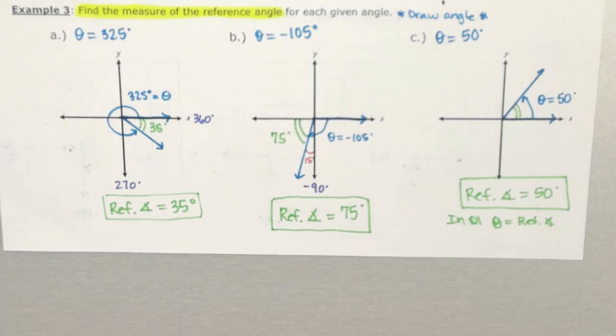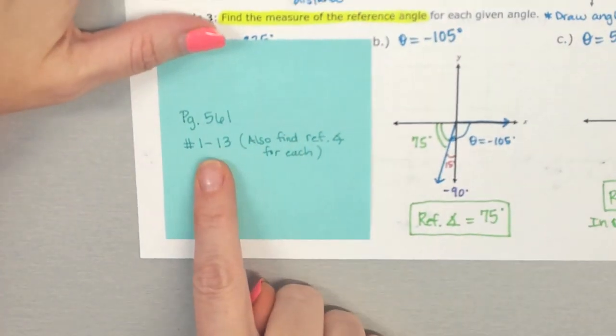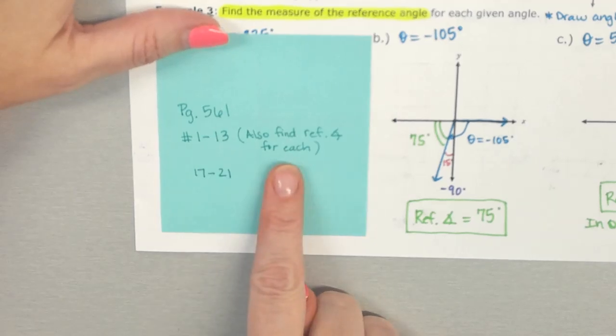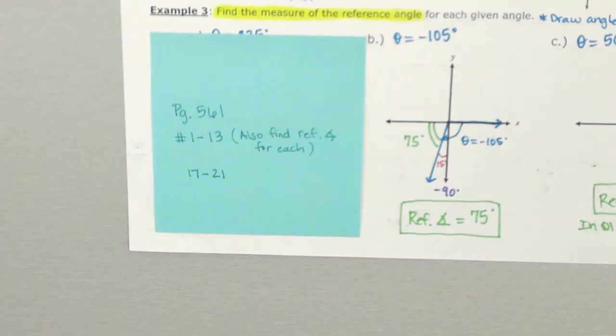All right, so for your assignment, I'll put the book on the board so you guys can get started on it. You're doing 1 through 13, which your book only says to draw the angle. You are also going to find the reference angle. So you're going to do example 1 and example 3 together. So 1 through 13, you'll be drawing the angle and you'll be doing the reference angle. And then 17 through 21 should be your coterminal angles there.